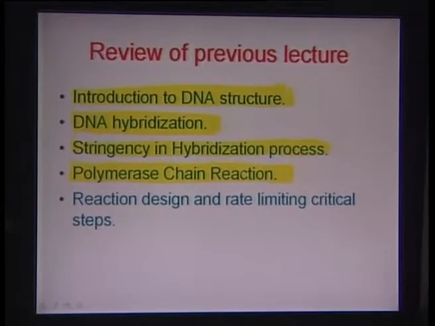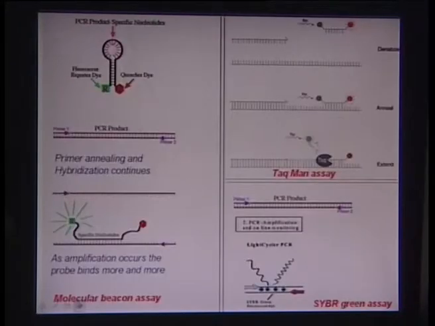We also talked about how to design certain steps of this reaction and where the reaction can be rate limiting, or which step of the reaction could be critical to limiting the rate of the reaction. Now today we will go ahead and see how, once the DNA has been obtained, we really obtain information about whether the sequences that we want are being copied or not.